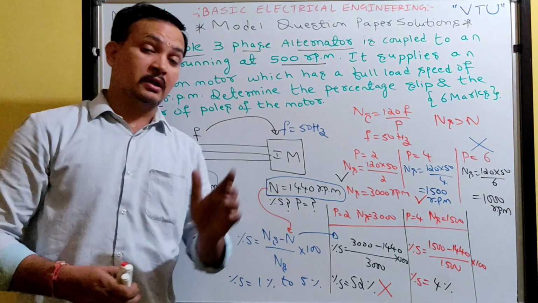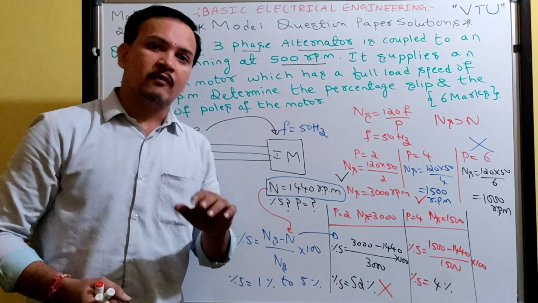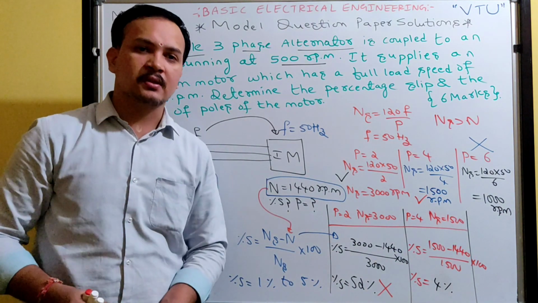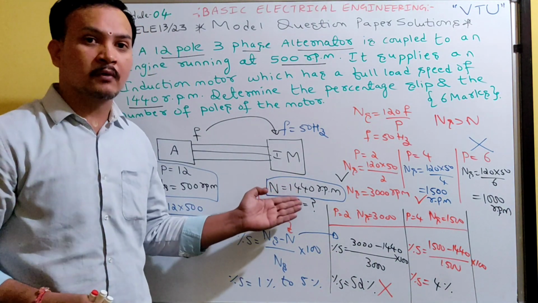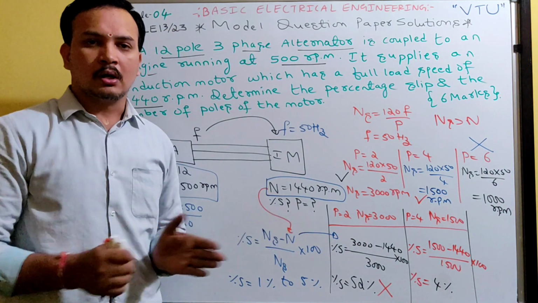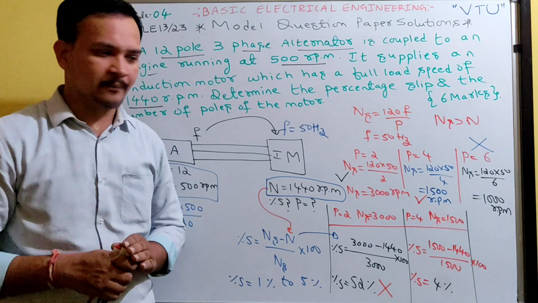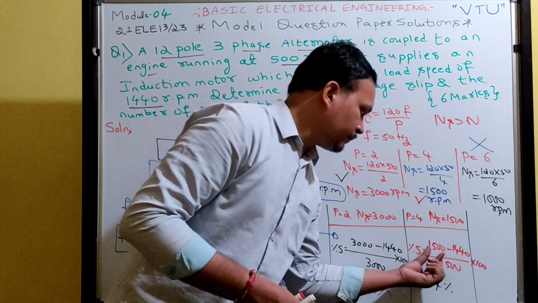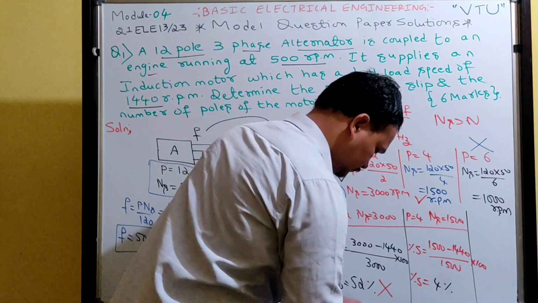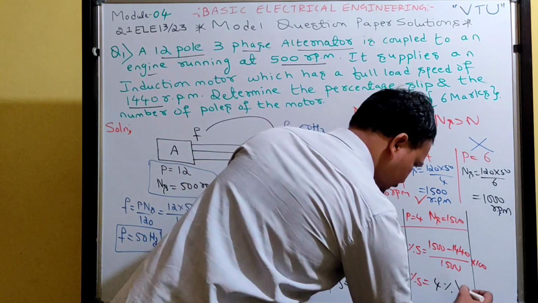See, its synchronous speed is 3000. If I purchase that machine with this much slip, rotor speed is very low. The rotor is running at 1440, but what is the synchronous speed? 3000. So we are going to lose a lot of mechanical action. Okay. Got it. Now, this one is 4%. So this one is selected.